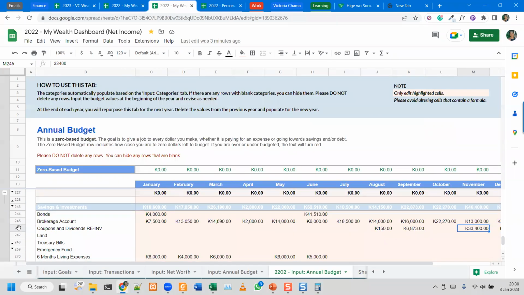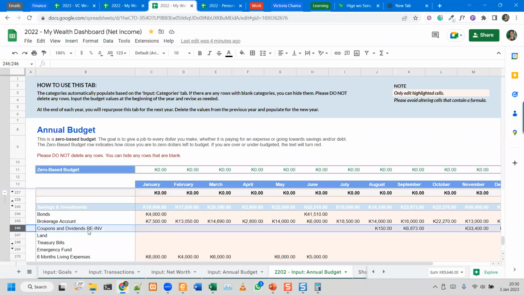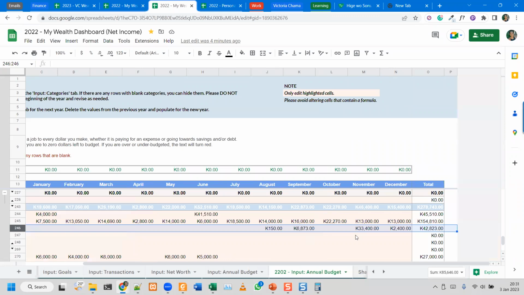In this case, I've got this column called coupons and dividends reinvesting. This for me symbolizes me putting it in a unit trust. And I'm not saying that just because I do this, all of you here should continue doing this. But this is essentially compounding. And this is actually what it looks like. So this money went to the unit trust that I subscribe to, and voila.